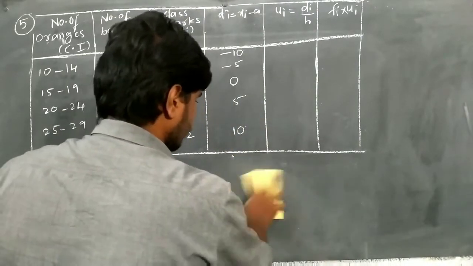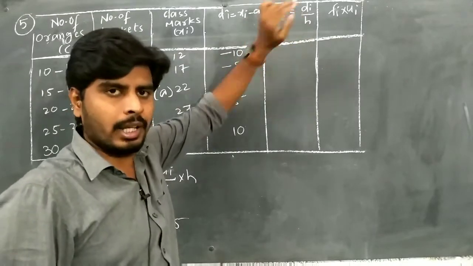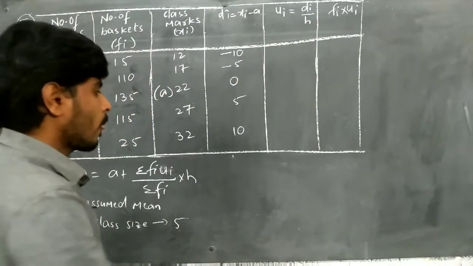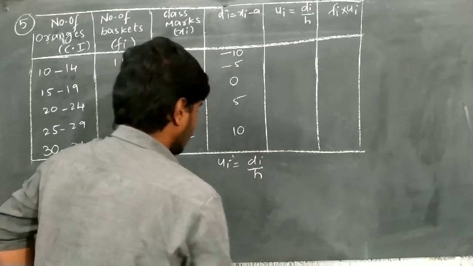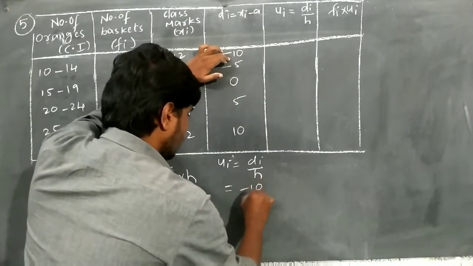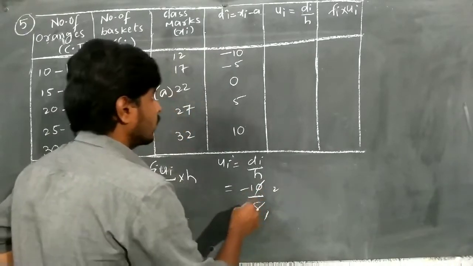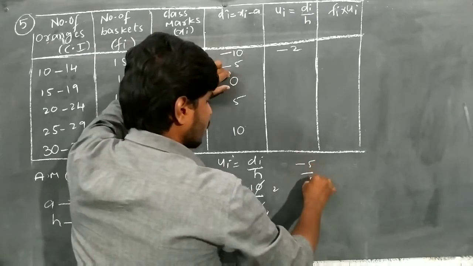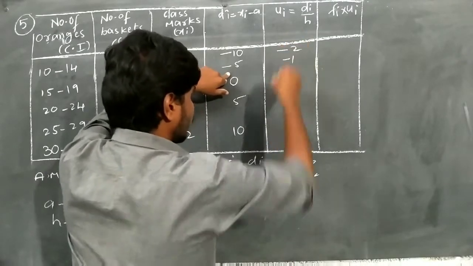Now what we have to do? We have to find the ui value. What is ui? Di by h, okay. H is nothing but class size, we have it as 5. So ui is equal to di by h, okay. So take this di minus 10 by h value 5. 5 ones are 5, 5 twos are 10, it is minus 2. Next minus 5 by 5, di is minus 5, h value is 5, gets cancelled, minus 1.